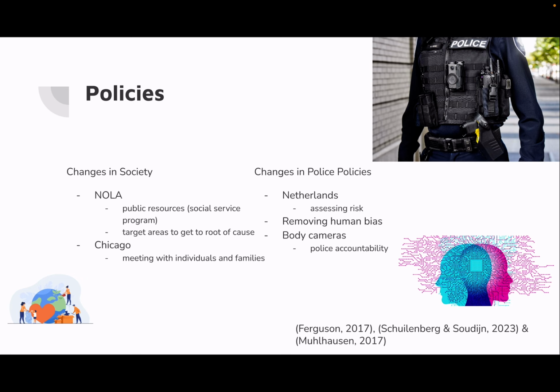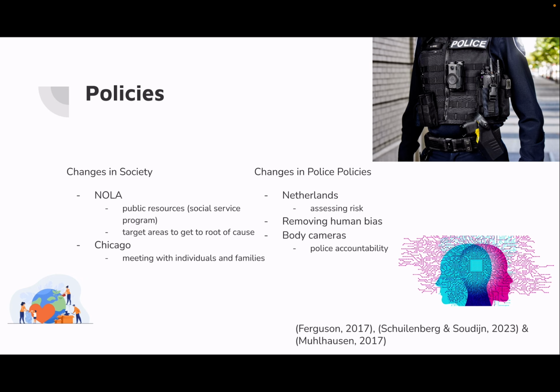Changes in police policies, as well as removing the human bias. Big data is capable of doing that because it is solely based on information. So shown in the image below, it is just the information. There aren't any biases, any discrimination included in it.